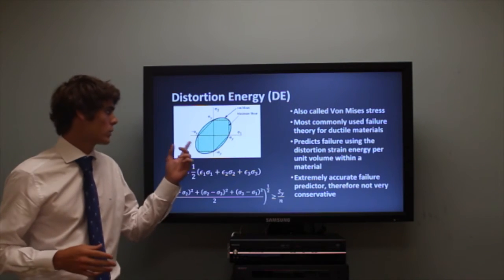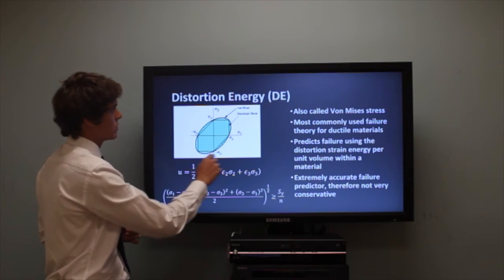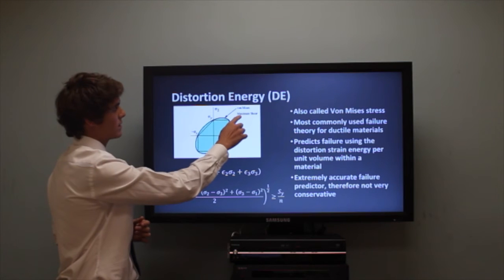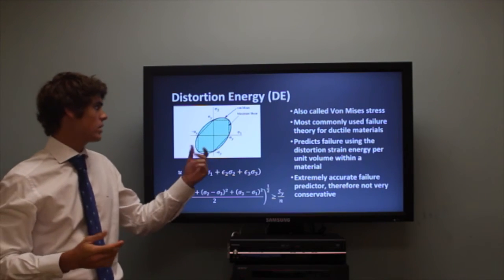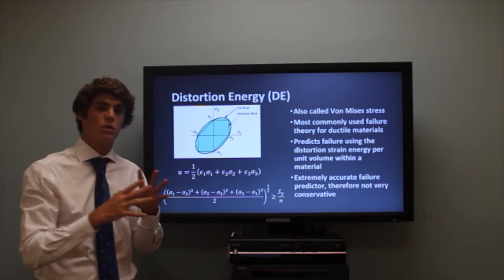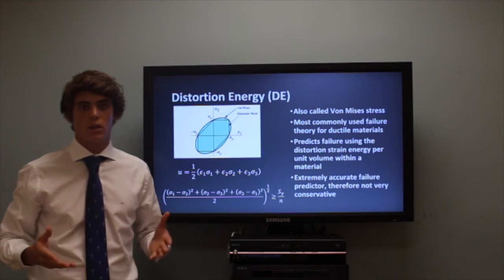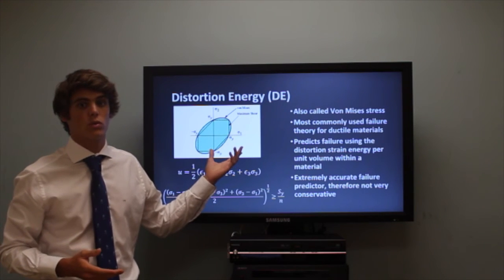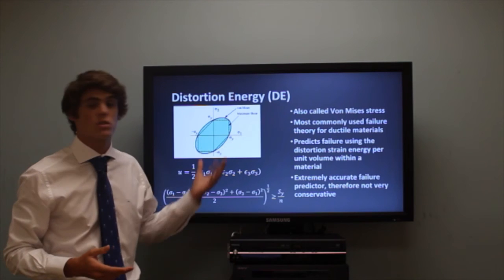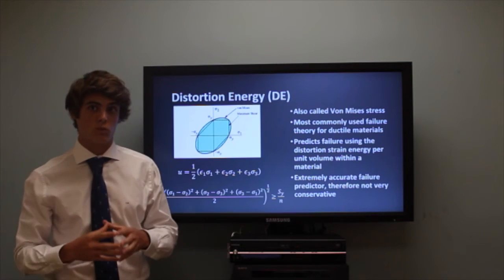The yield envelope, like we see here, is inside, so the von Mises, which is the distortion energy, is outside of the maximum shear energy. So basically, the envelope involves the maximum shear stress envelope, and it's clear that this is why we use the distortion energy the most, because it's conservative, but it's really accurate.